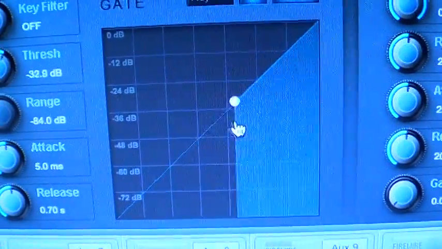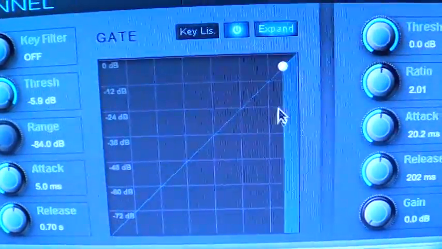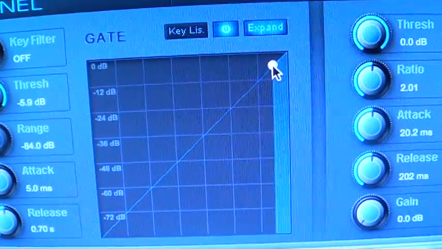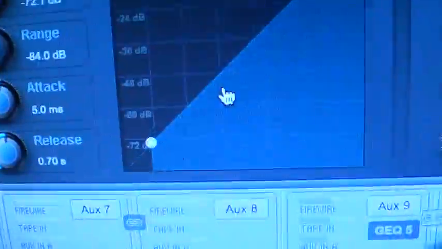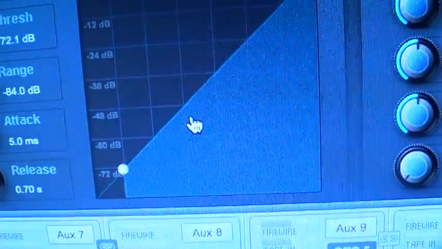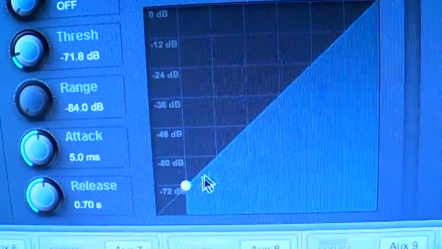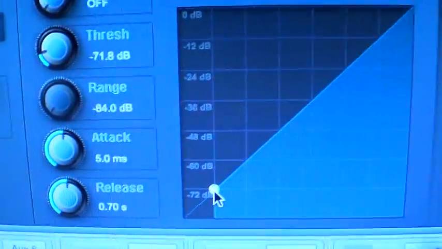So if you want the person to have to talk really, really loud into the mic for anything to come out, you're going to have to put it up high. Whereas if there's just a really, really quiet noise that you want to block out, but it's not really that loud, you can just put it down there.